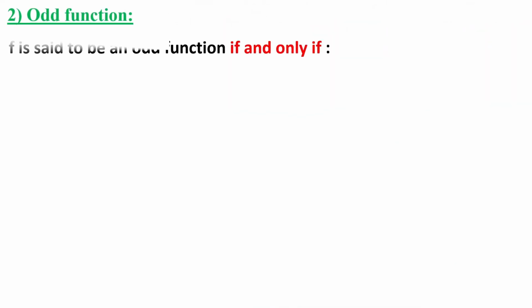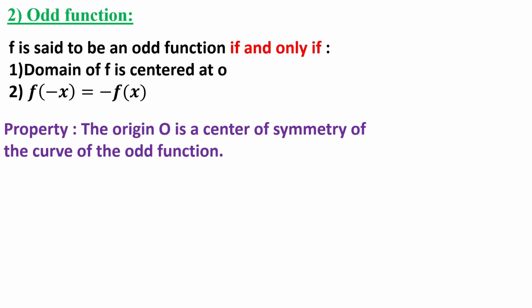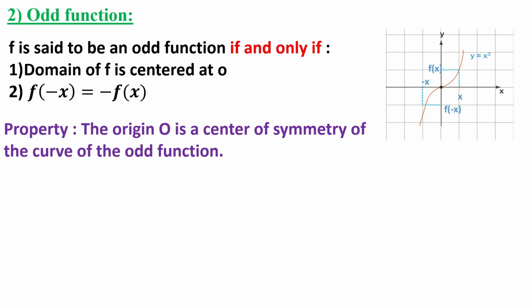Odd functions. A function f is said to be odd if and only if the domain of f is centered at 0. The function satisfies f of minus x is equal to minus f of x for all x in the domain. This property implies that the graph of f has the origin O as a center of symmetry, as shown in the figure. X and minus x have opposite images, indicating that the origin acts as a point of symmetry for odd functions. Let's now see this example.